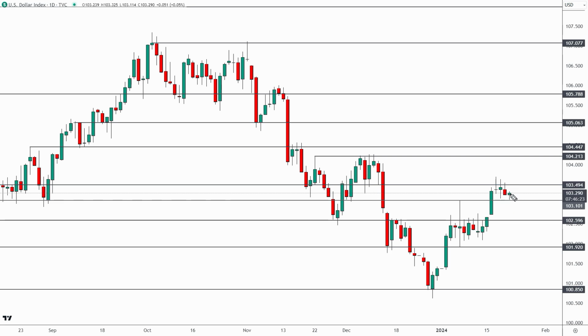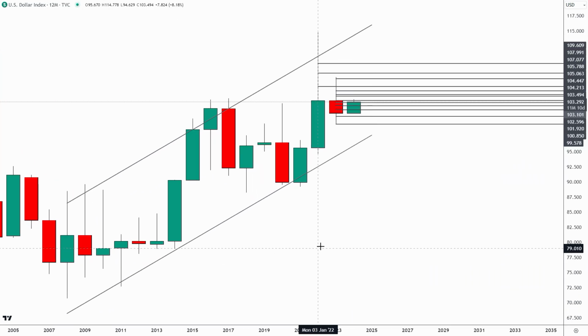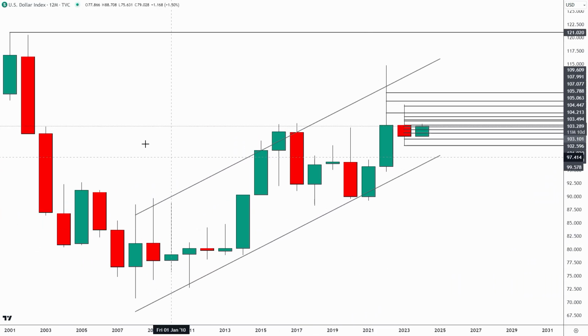And make no mistake, like I mentioned in Saturday's forecast, if we look at a 12-month chart, this area up here at 103.50 is incredibly significant, going all the way back to 2016. So every candle on this chart is a 12-month period, so 1 year, and you can see how significant this area has been. Okay, so this is going to be a big hurdle for the dollar.